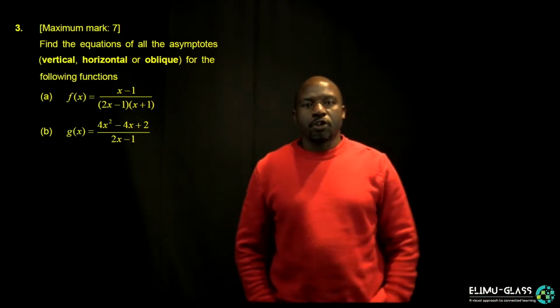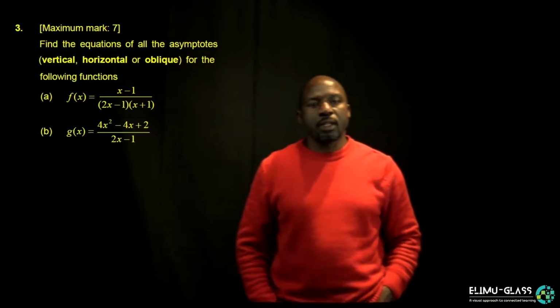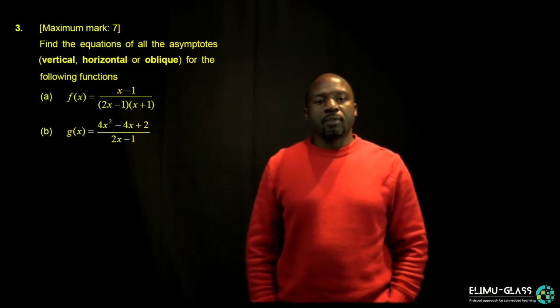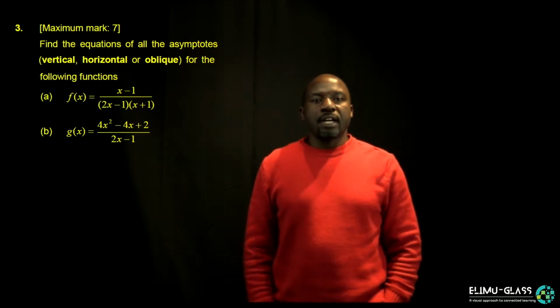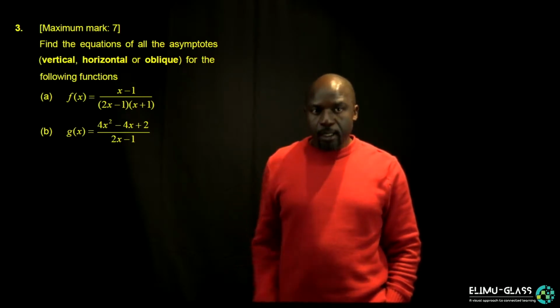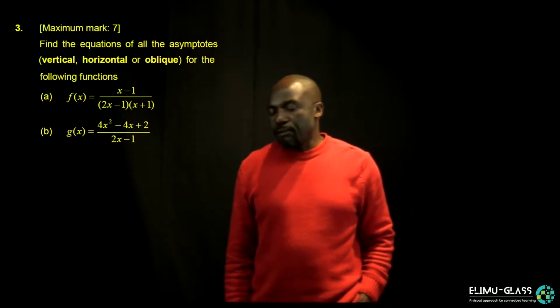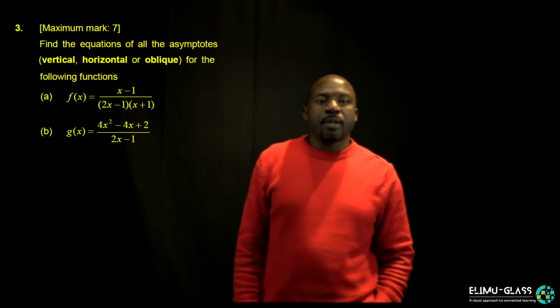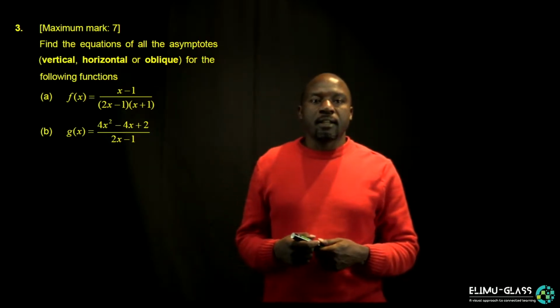Right, so here is question number 3. This one is about sketching curves, specifically rational functions. Find the equation of all the asymptotes, vertical, horizontal, or oblique for the following function. So the first one, f of x, x minus 1 over that.